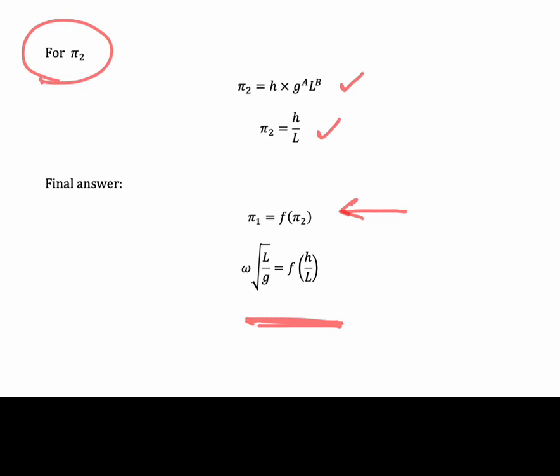Then you substitute all of this into pi 1 and pi 2. So this is pi 2, you substitute it into here, and then you will get omega times the square root of L over g is a function of h over L. This means that even if we never learned about this sloshing phenomenon, you can still solve this problem in terms of the Buckingham pi theorem.